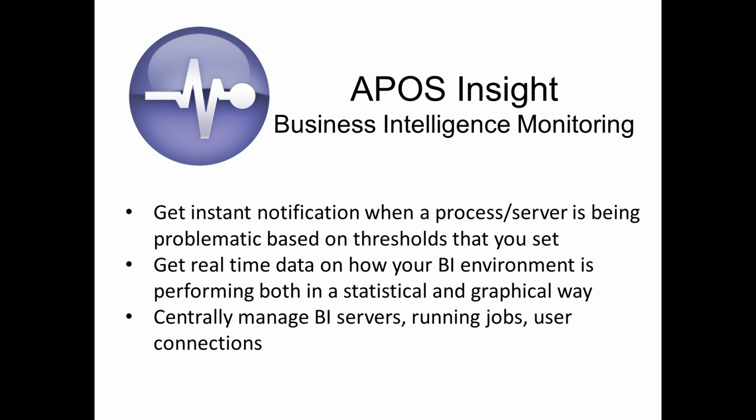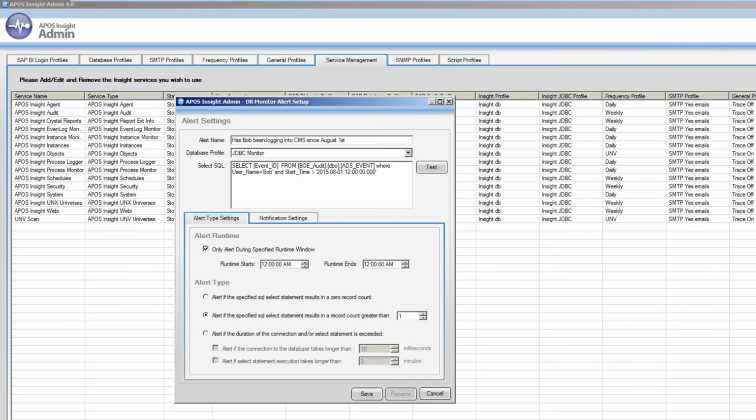Because APOS Insight tracks SAP BusinessObjects from outside of the system, using both statistical and functional server analysis, you can count on it to provide a consistent, reliable, and deep view of your system's health.